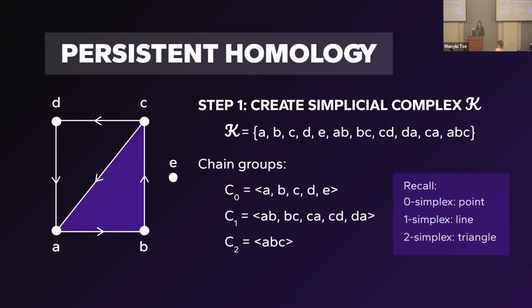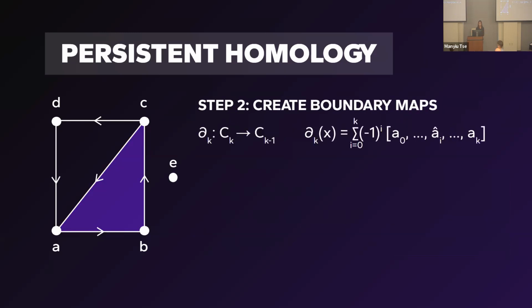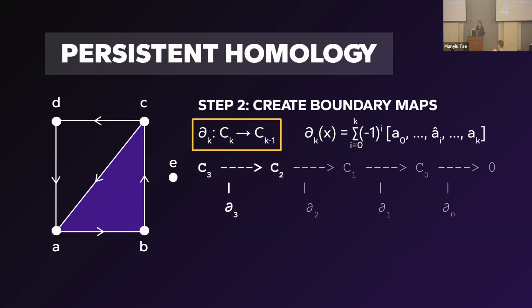And then you would create chain groups, which are just collections of those simplices. So C sub 0 would be the collection of those 0-simplices, and so on. Then after we create those simplicial complexes, we could apply the boundary maps, which are basically functions that allow you to map from a higher dimension to a lower one. So for example, del3 would map C3 to C2. Similarly, del2 will map C2 to C1, so it will bring it down to a lower dimension.